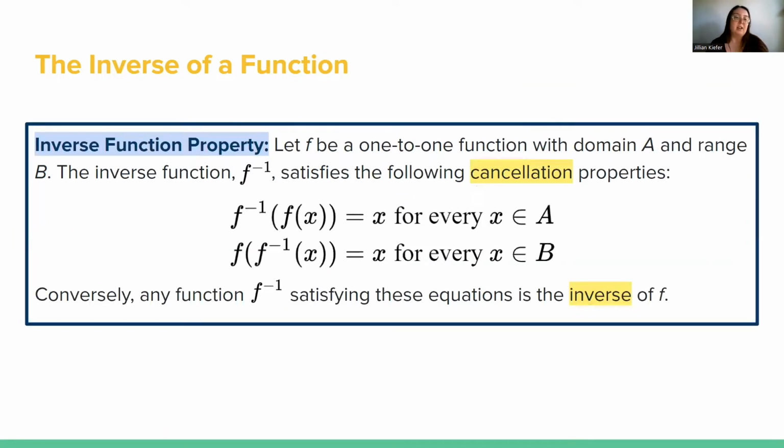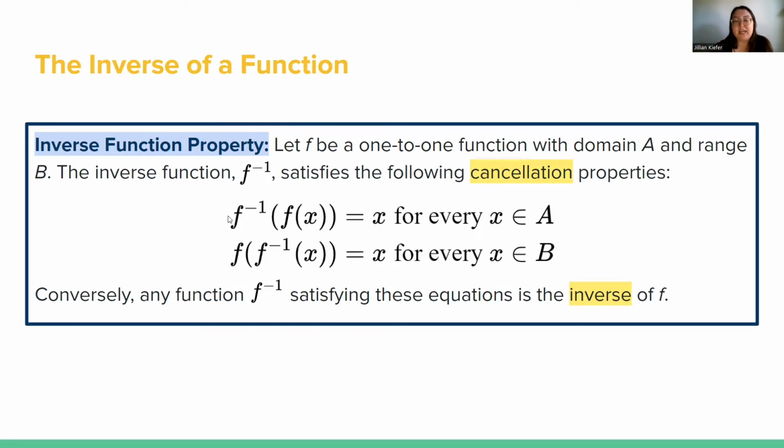So now we can talk about an inverse function property. A property that inverse functions have is that they cancel themselves out with the normal function. So as an example, we say f is a one-to-one function. It has domain A and it has the range B. The inverse function, f inverse, would satisfy the following cancellation properties. So they're going to be able to cancel each other out. They're almost the same. There's just one very slight difference.